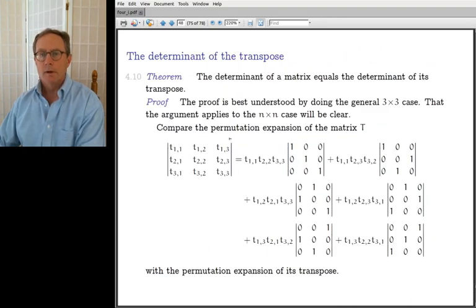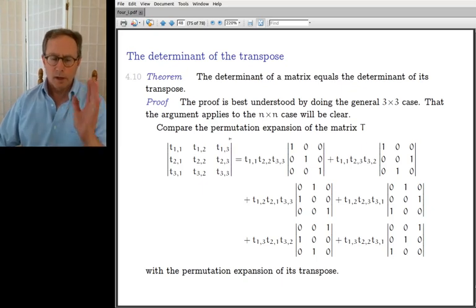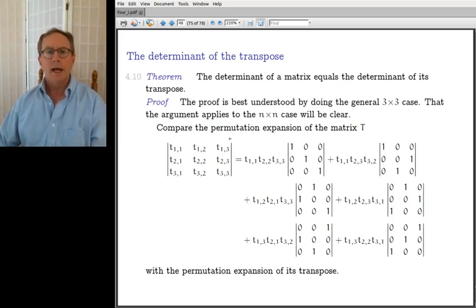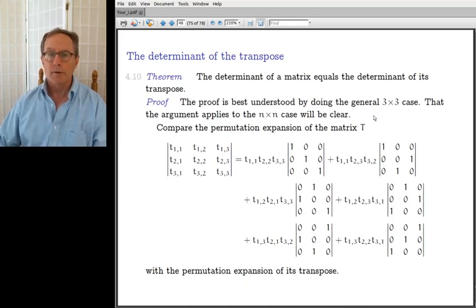All right. So very involved, very involved. At least a lot of real estate, it takes a lot of space. Okay, and then the last thing I want to do here in this optional section: the determinant of a matrix equals the determinant of its transpose. As happens so often, I'm simply going to do this with an example. The proof is best done by doing the 3x3 case, and then the n by n case is much the same.